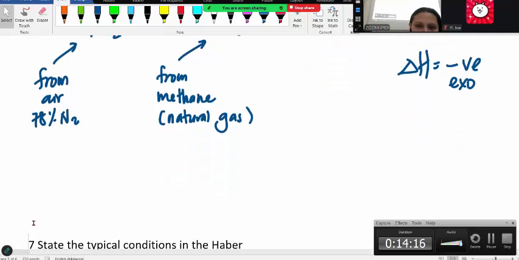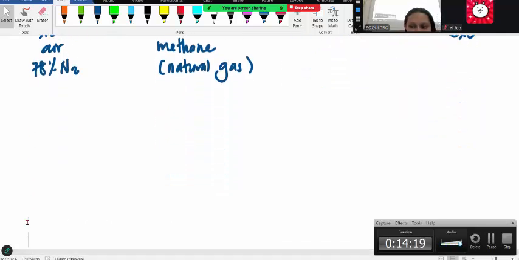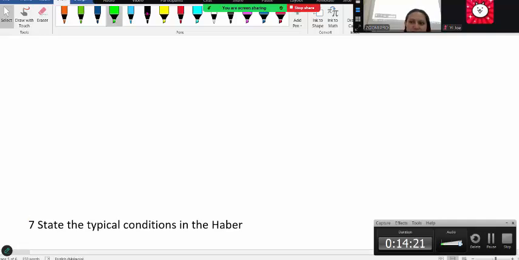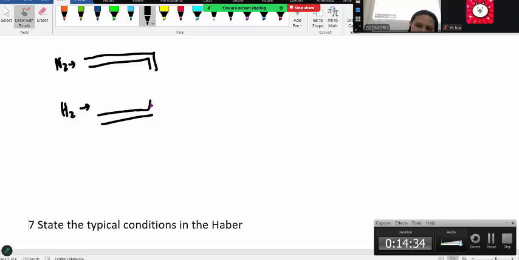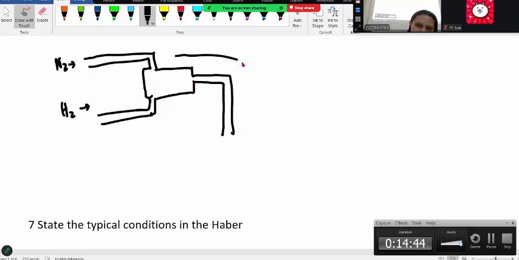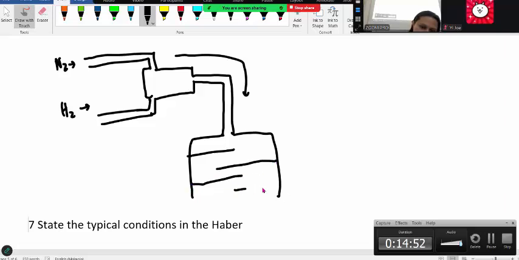So I'm going to draw it for you. It's not exactly how it looks, but this is what happens. They get the nitrogen and the hydrogen and pump it in, and then they flow this into a place like this.